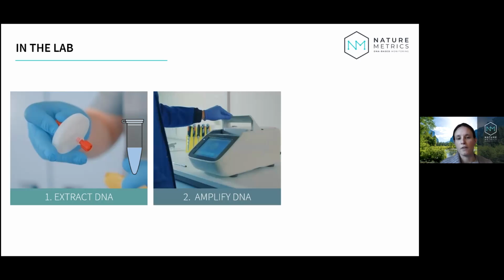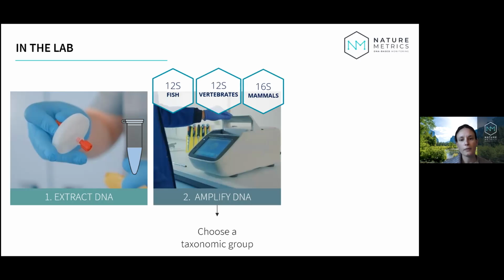We then have to amplify the DNA. At this point, we have to choose what taxonomic group we're going to focus on, and we make millions of copies of the DNA that's come from that group so that we've got enough to sequence. You can choose to target very broad groups or very narrow ones, and what you choose depends very much on the study that you're doing.